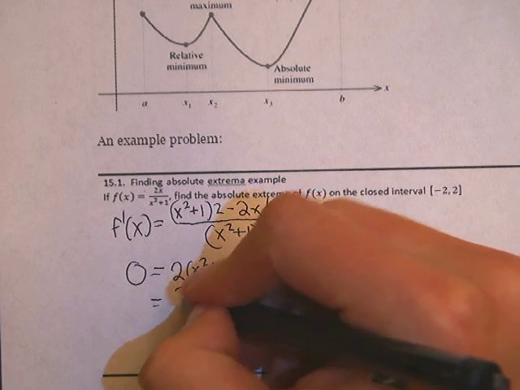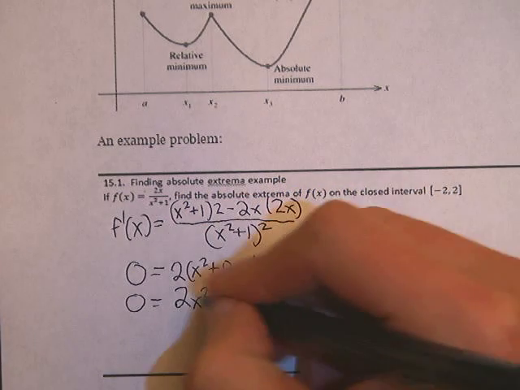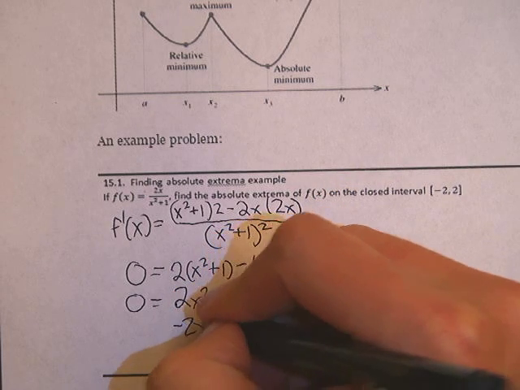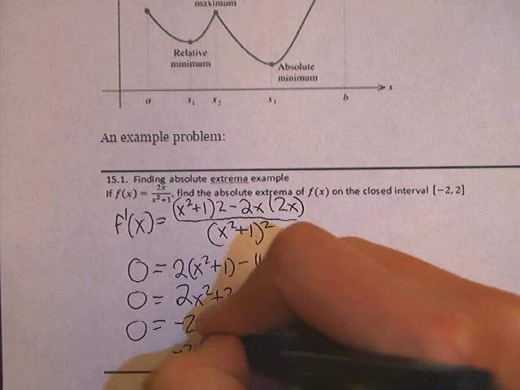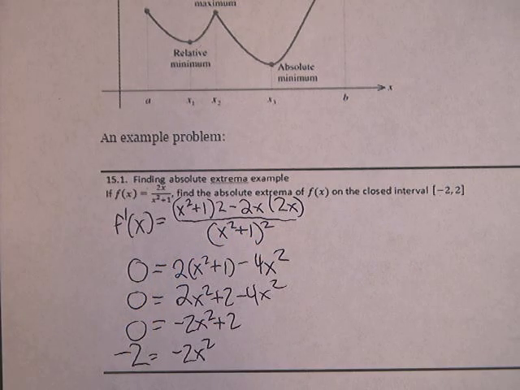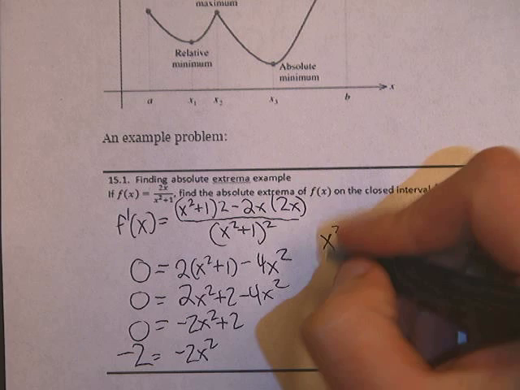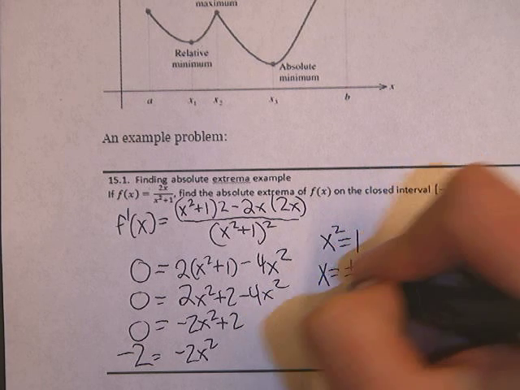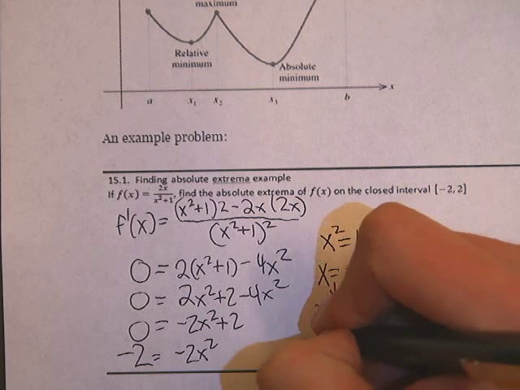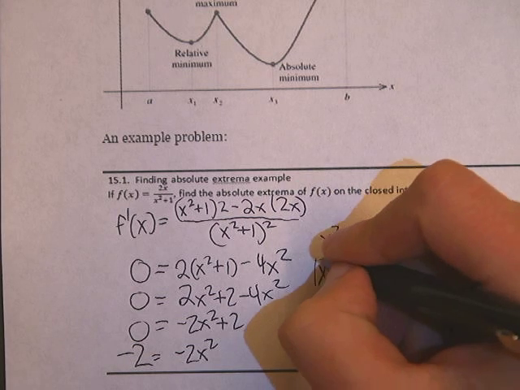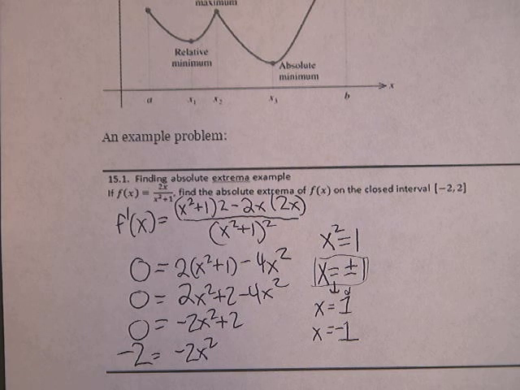I get 2x squared plus 2 minus 4x squared equals 0. I can combine those two terms and I get negative 2x squared plus 2 equals 0. So I get negative 2x squared equals negative 2. I divide both sides by negative 2. I get x squared is equal to 1. That was nice, because now my x is just plus or minus 1, which is a bad way of writing it, so we actually have to go down here and write it as x equals 1 and x equals negative 1. So remember, this is kind of a bad way of writing it, so we rewrote it down here as like the two possible answers.